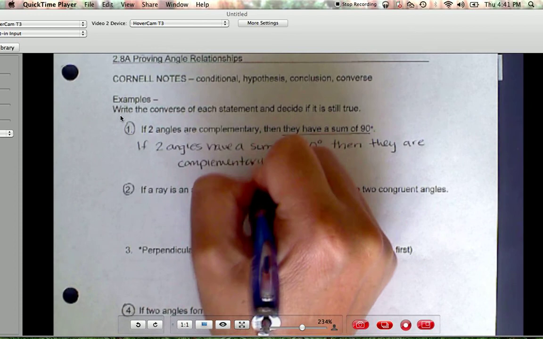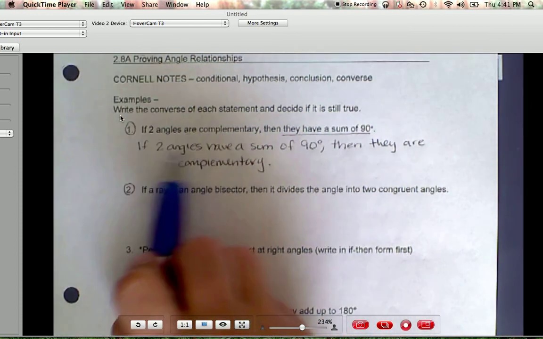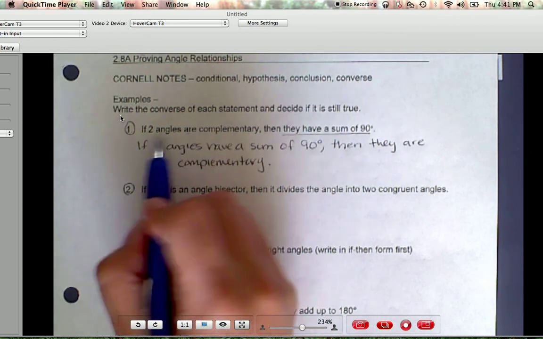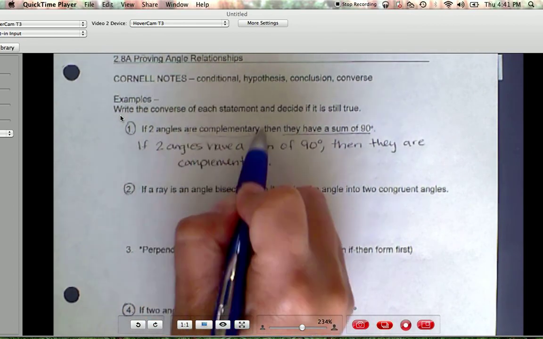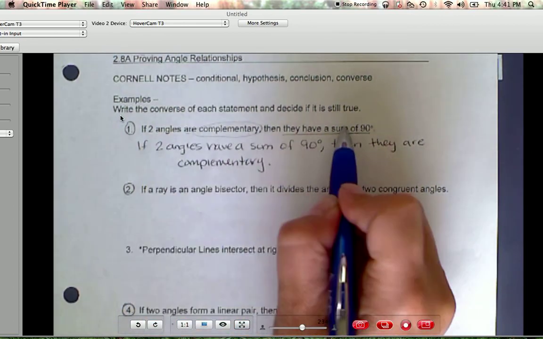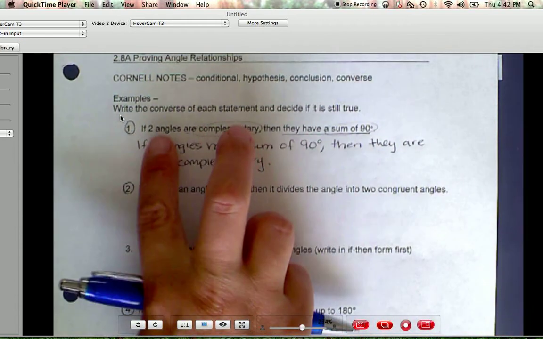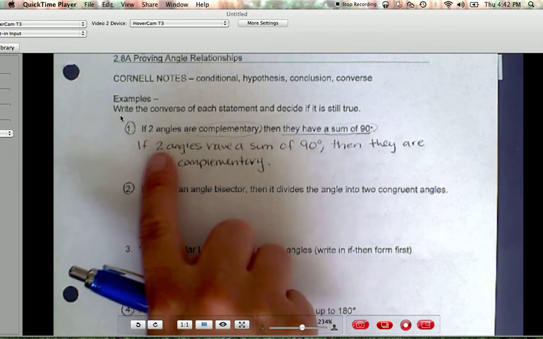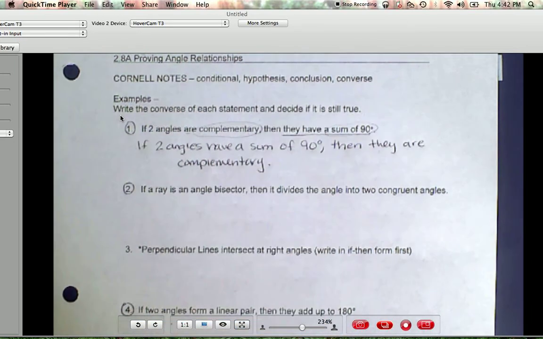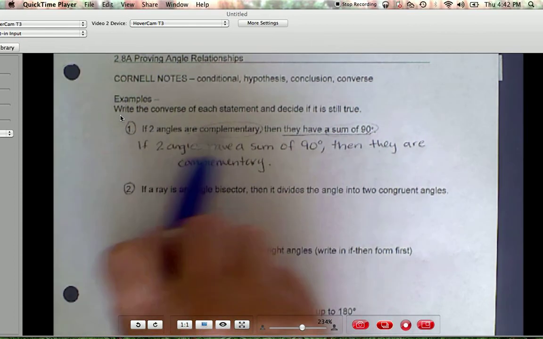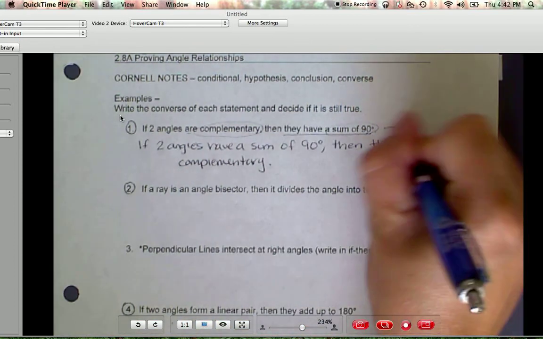Now notice the reason I put two angles up here and down here is just so it would make a little more sense. The key concept here is that they are complementary, and the key concept here is that they have a sum of 90 degrees. So you're flipping the key concepts, and you may just have to adjust the subject so that it makes sense. So if two angles are complementary, then they have a sum of 90. Is that true? That one is true.